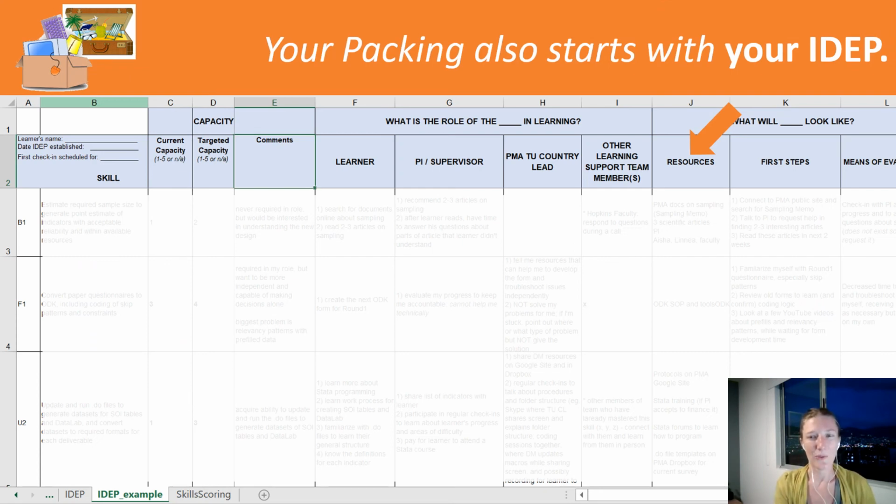Your packing also starts with your IDEP. We're asking you to identify resources in your IDEP so you know where to start. And your IDEP should be completed, drafted, given feedback, and finalized as much as it can be for the quarter with the help of your TU lead. So you can write down some resources and your TU lead can also add resources that they know of. And this isn't a static process. When you go through your IDEP for the first time, you should also be going back and seeing what are the resources I need now and how do I get them.